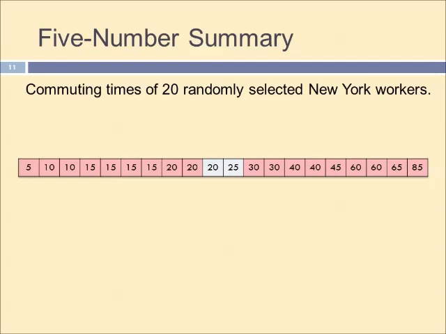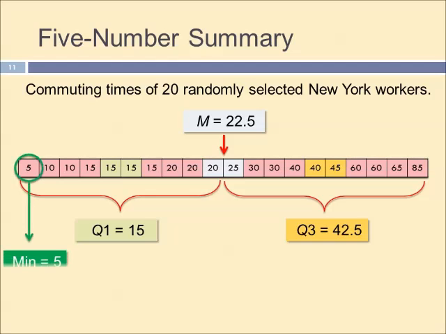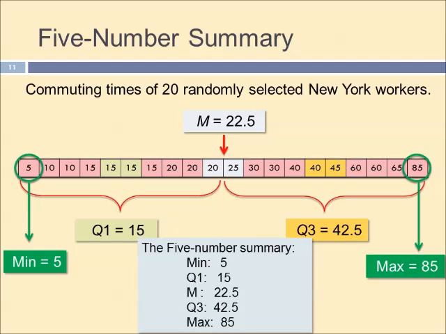So, for the commuting times of the 20 randomly selected New York workers, we found the median at 22.5. For the first quartile, we look at the lower half of the information and find its median. That, again, is in the middle between the two values, so we just average them. So the first quartile is 15. For the third quartile, once again, we find the median of the upper half of the information, and in this case, that's the average of 40 and 45. And then we get the minimum value and the maximum value, and that gives us the five-number summary.